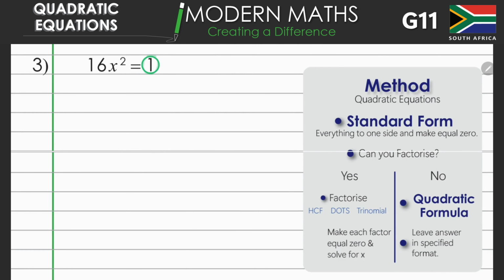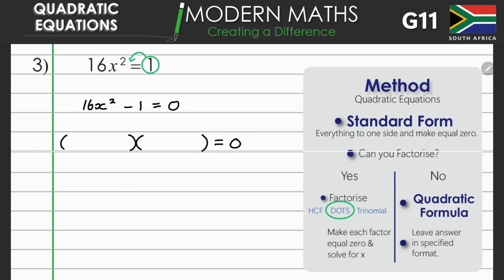Alright, now question 3 will feature the difference of two squares, the dots. Alright, so gonna get that standard form. You know the drill by now. Move that 1 over, and I've officially got standard form. Now there's no b value over here, and we have two perfect squares being minused from one another. So this is officially dots.